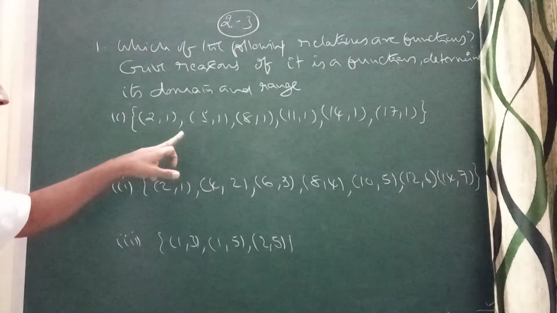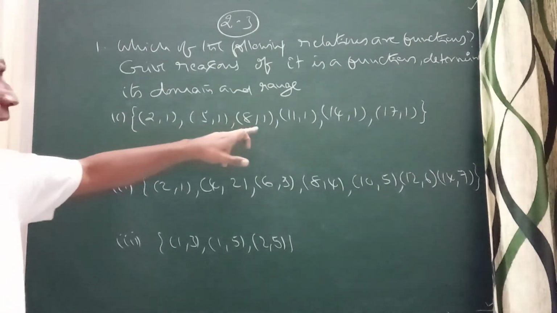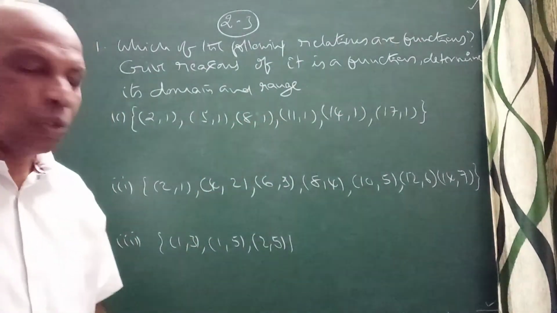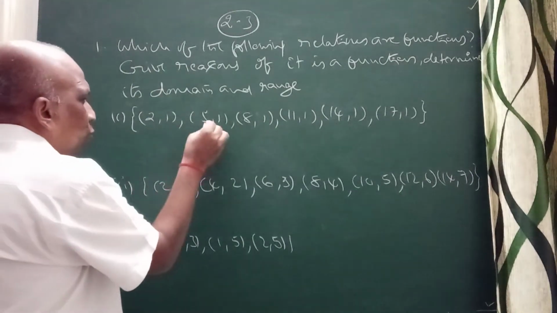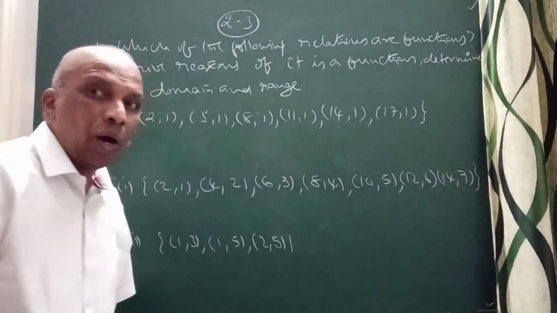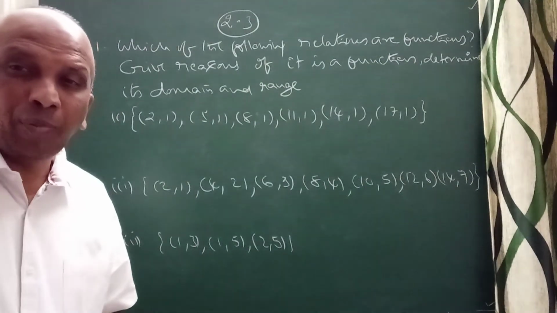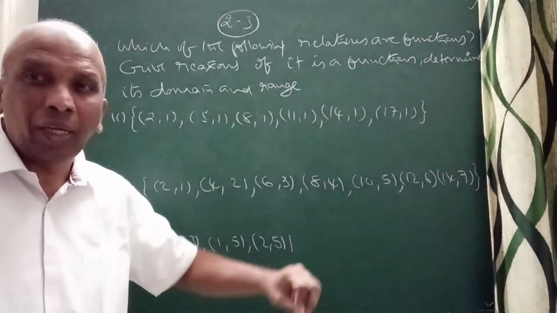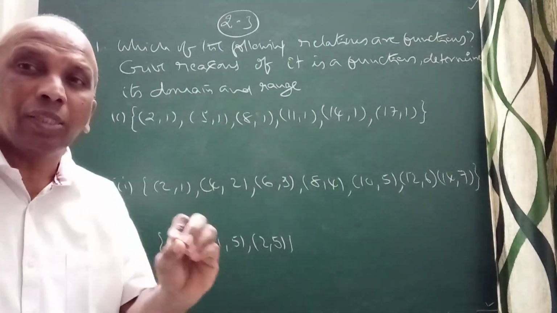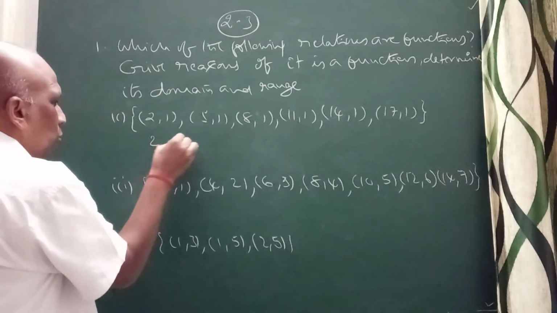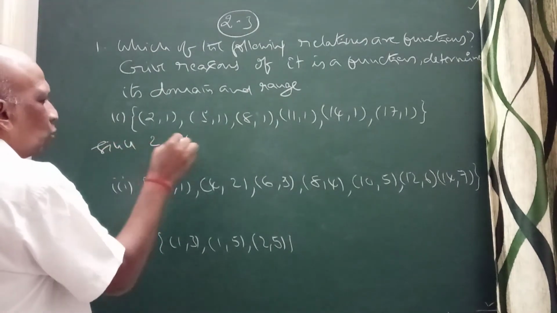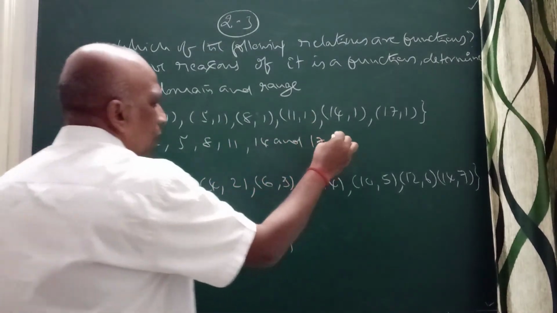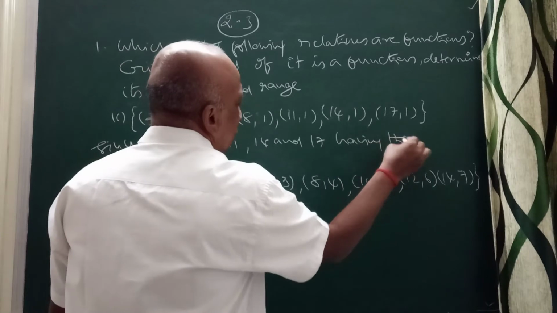You can observe here this relation: (2,1), (5,1), (8,1), (11,1), (14,1), (17,1). In this, the elements of the domain, 2, 5, 8, 11, 14 and 17, have their unique images. So this relation is a function. I can write the reason: since 2, 5, 8, 11, 14 and 17 have their unique images.